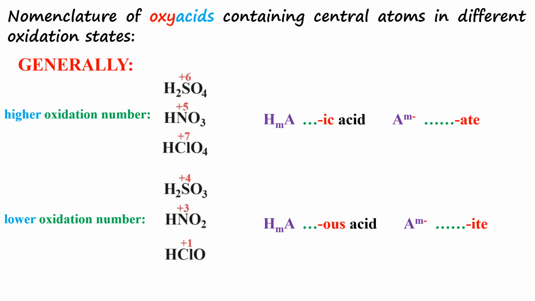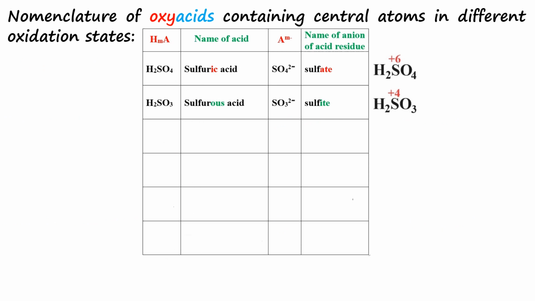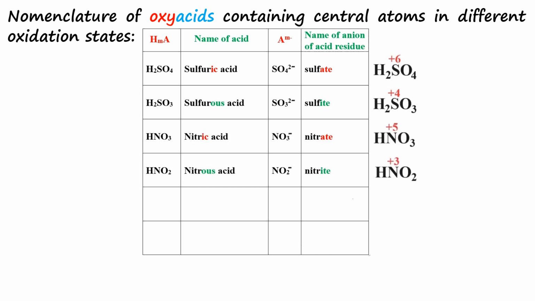Okay, let's look at the examples. H2SO4 and H2SO3. The higher oxidation state of sulfur is sulfuric acid. The lower oxidation state of sulfur is sulfurous acid. Let's see the second example. HNO3 and HNO2. The higher oxidation state of nitrogen is nitric acid. The lower oxidation state of nitrogen is nitrous acid. And one more example.